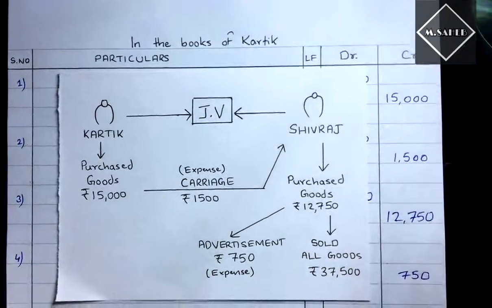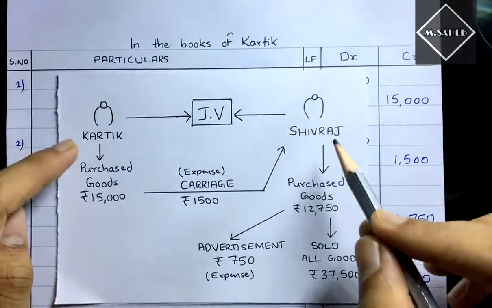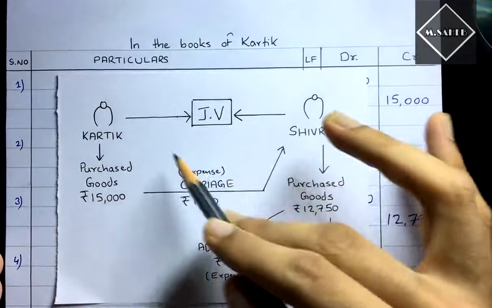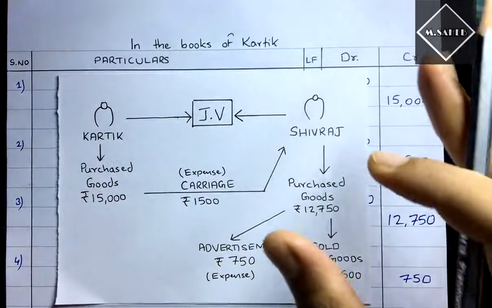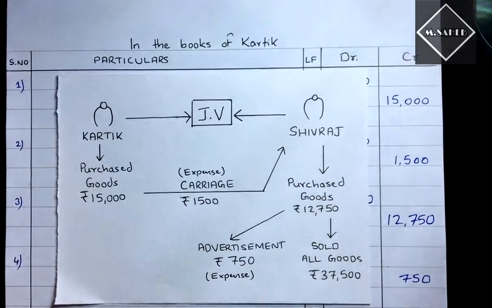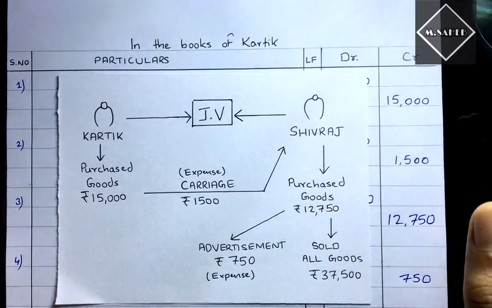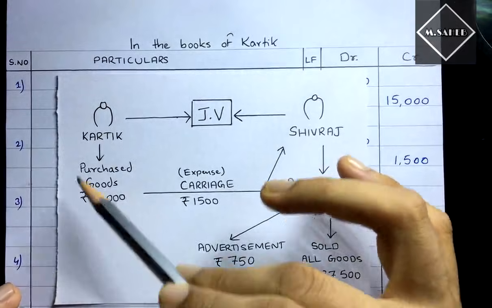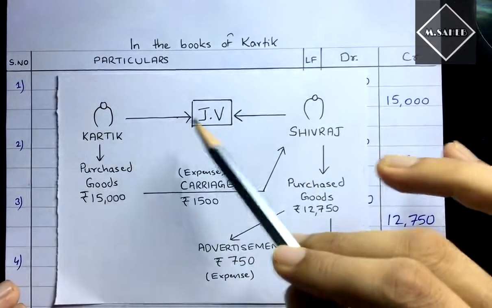Okay, now let's start. At first, what happened? At first, these two persons, Karthik and Shivraj, came together and formed this temporary partnership, this temporary business meant only for a short duration. So this is called a joint venture. And these two persons are called co-venturers, right? Now, to do the business, Karthik purchased goods of rupees 15,000. He has purchased these goods for the joint venture, right?